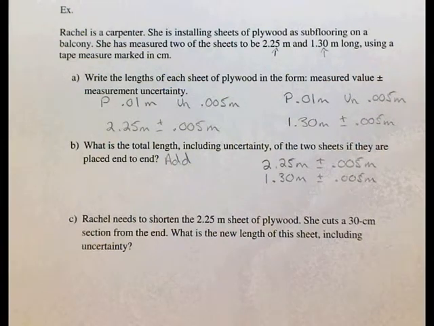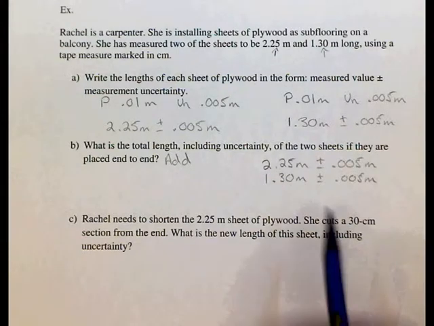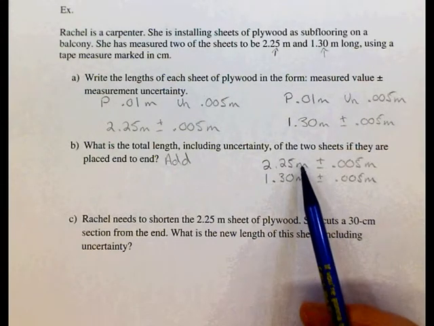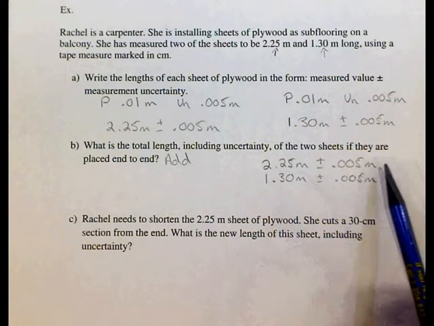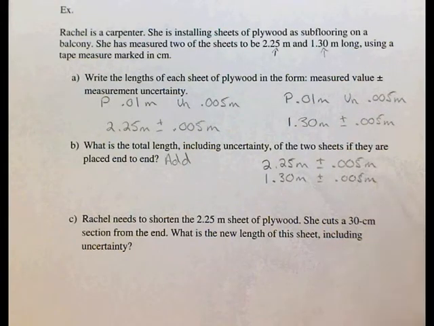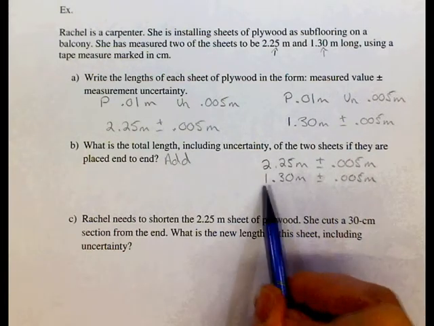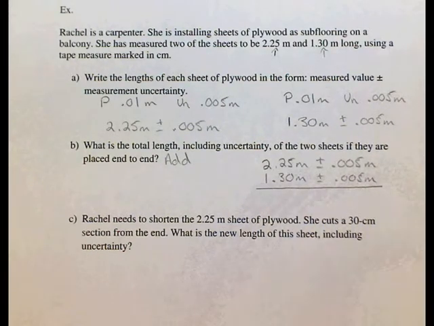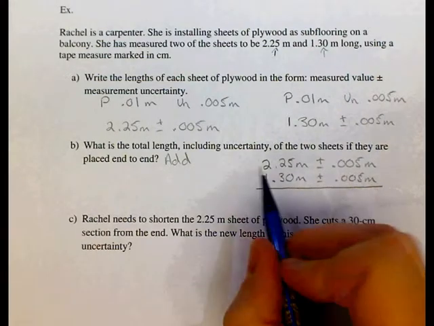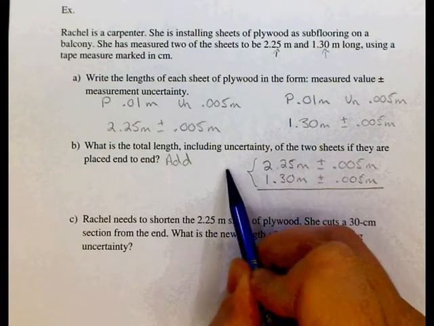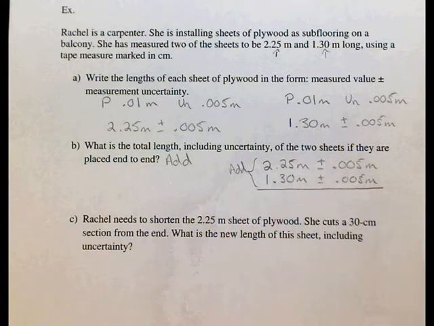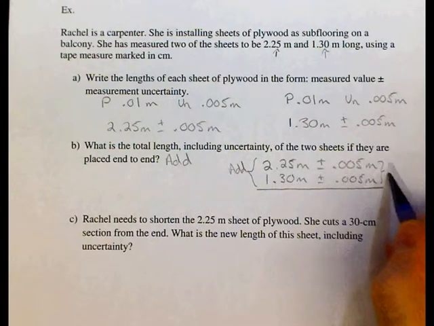Now before we go any further, we have to make sure we've done a few things correctly. First, are my units the same? My measured values are in meters, so that's good. My uncertainties are in meters, so that's good. Are my decimal places lined up? Yes, they are. So I'm going to add these two pieces together. Now, because I'm adding, my measured values get added. And regardless of adding and subtracting, my uncertainties get added.